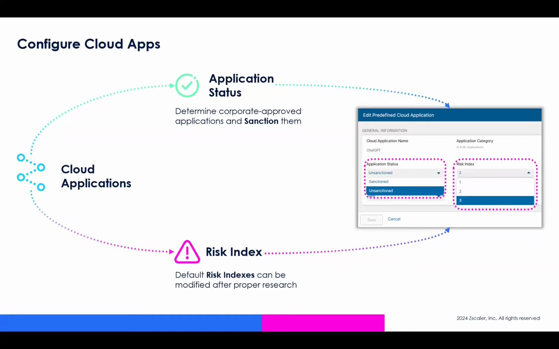It's also worth noting here that if you disagree with the default risk index computed for any cloud application, this is editable, so you can override the default risk index with a custom risk index based on your own calculations. Note that any changes that you make to these cloud applications has no effect until a policy is built using these. The next step is to define cloud application risk profiles.